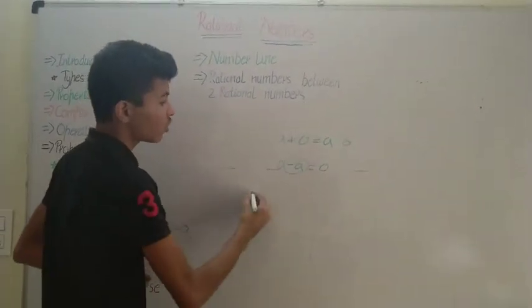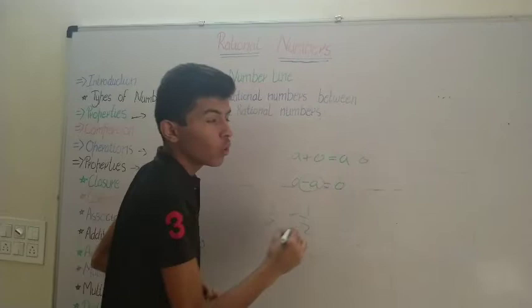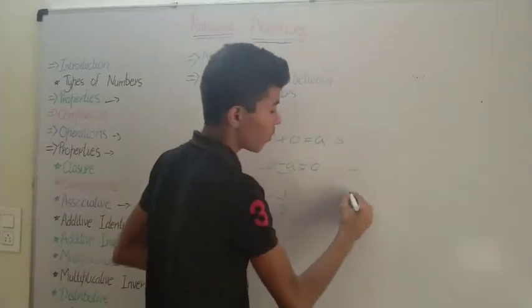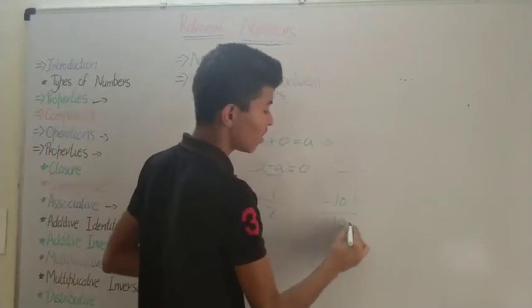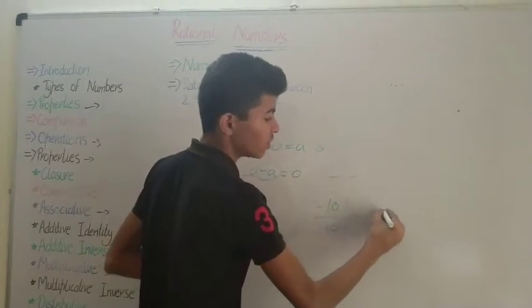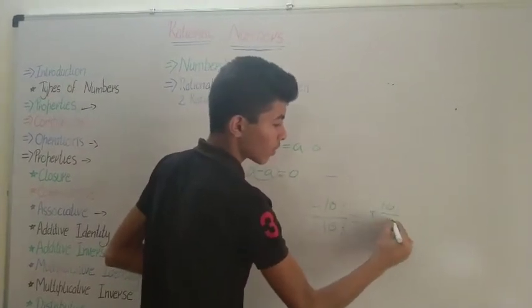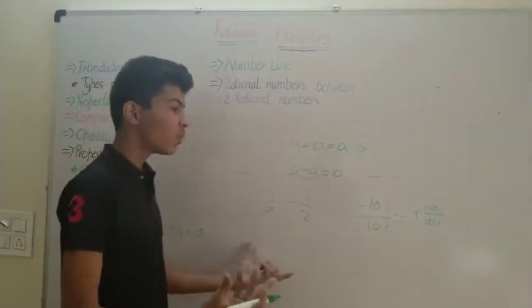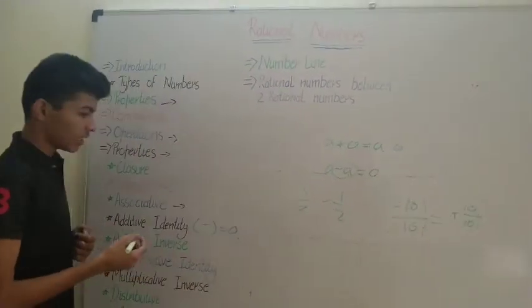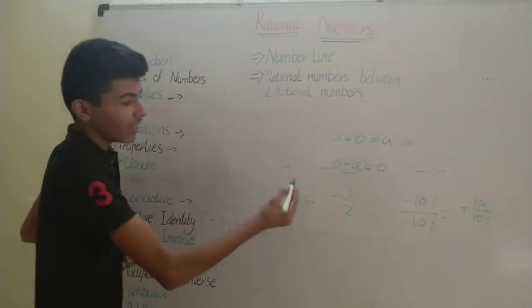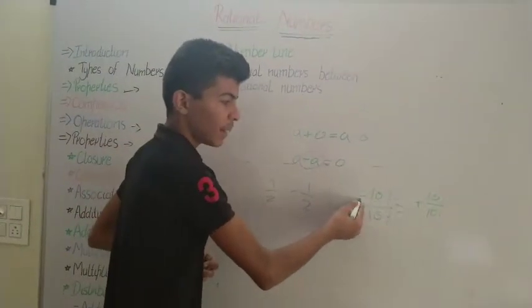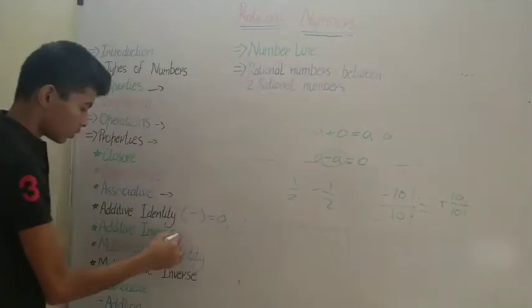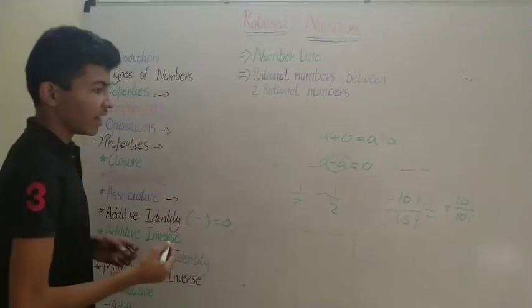So the additive inverse of 1 by 2 is minus 1 by 2. In the same way, the additive inverse of minus 101 divided by 101 is simply plus 101. So the additive inverse of a positive number is negative, and for negative numbers it is positive. And in the same way, subtraction, we have seen. And now we have the multiplicative identity.